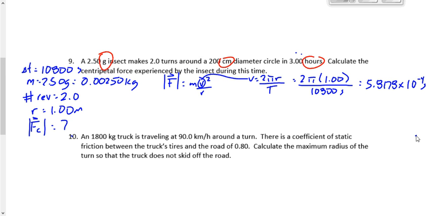I went 2 pi r divided by little t, right? Should be 2 pi r divided by big T, right? So let's find big T. Megan told me the right way last time. Who's up this time? Queen, is it going to be 10,800 divided by 2, or is it 2 divided by 10,800? Right. Which is going to give me 5,400 seconds.